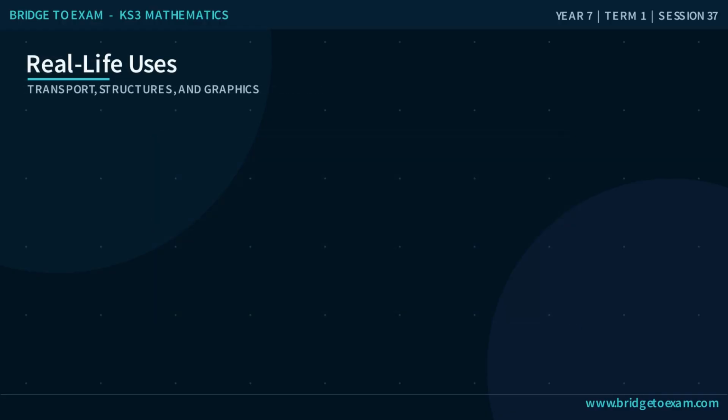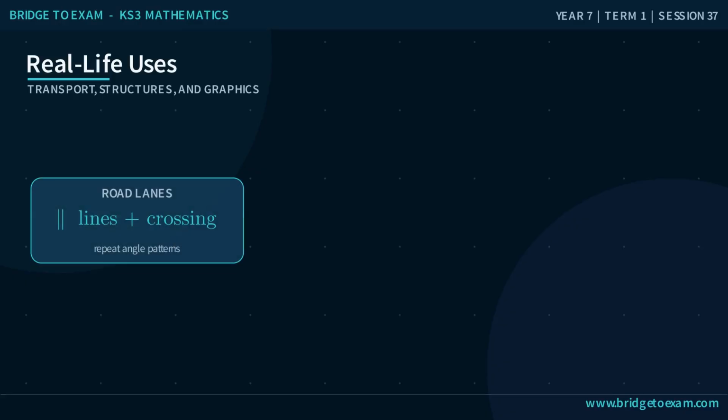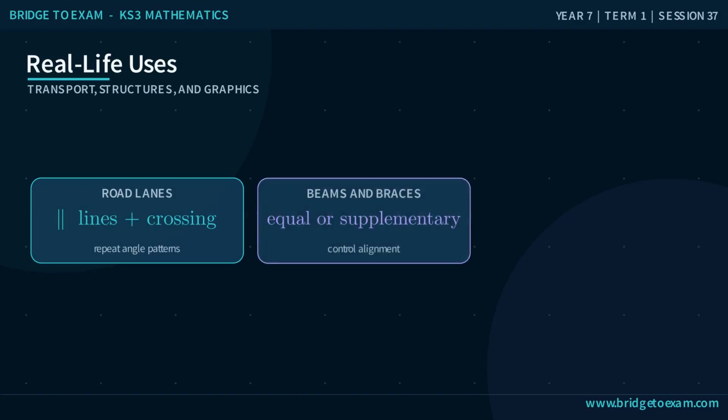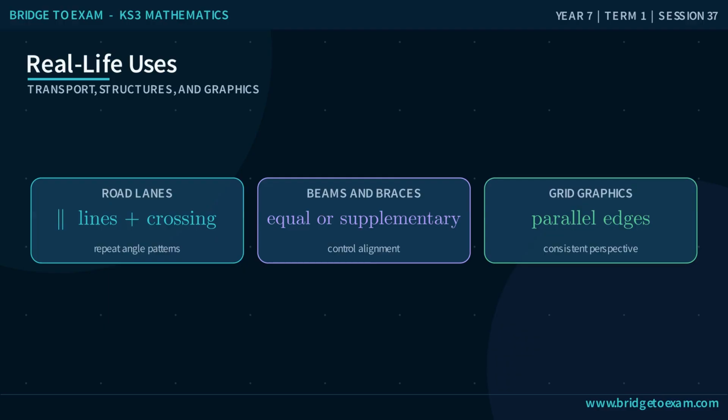Parallel lines and transversals appear in transport, construction, and design. Road lanes crossed by another route create repeated angle patterns. Parallel beams and braces use equal and supplementary angles for alignment. Grid and perspective drawings depend on consistent relationships between parallel edges.